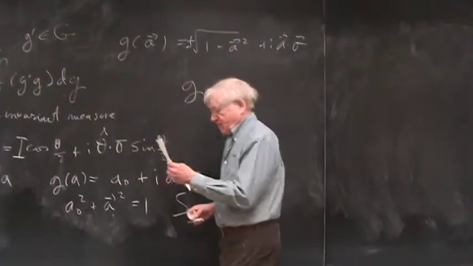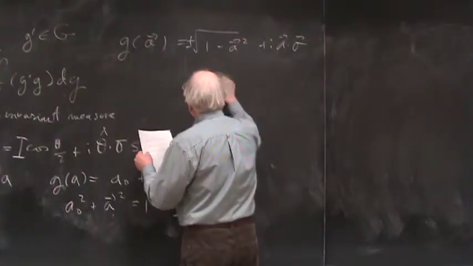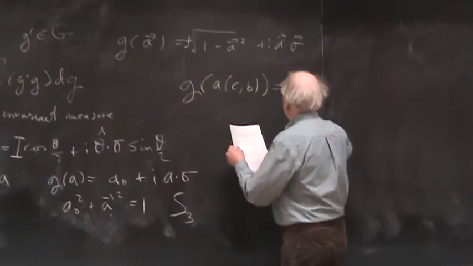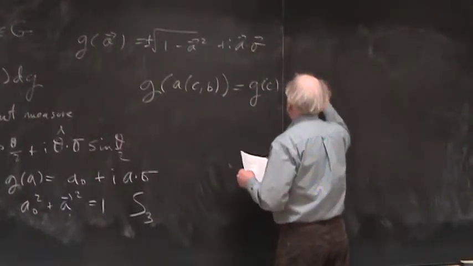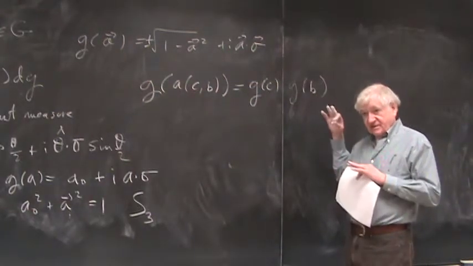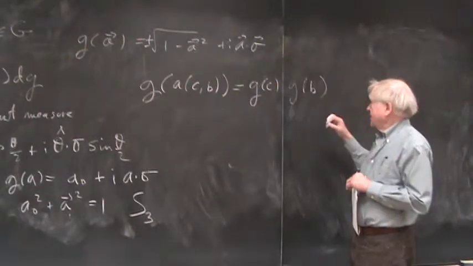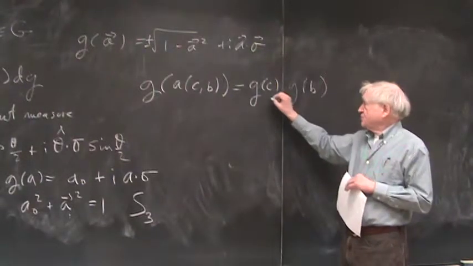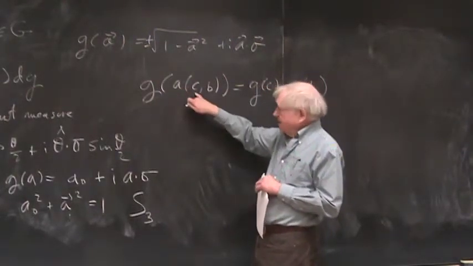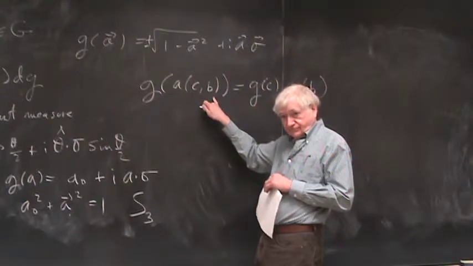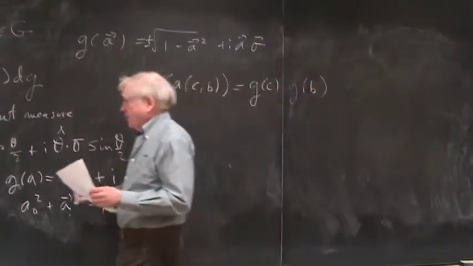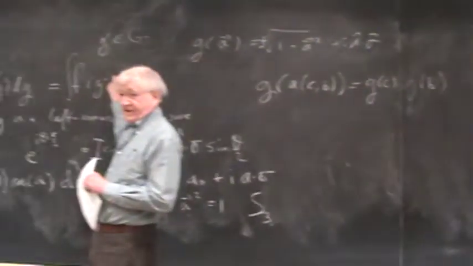Okay, let's look at the group multiplication law. G of A is G of C times G of B. So A, B, and C are n vectors that label group elements. The group multiplication law says G of C times G of B is G of A, but the parameters A depend upon C and B. We're going to use this to figure out what M has to be in order to make it left invariant.